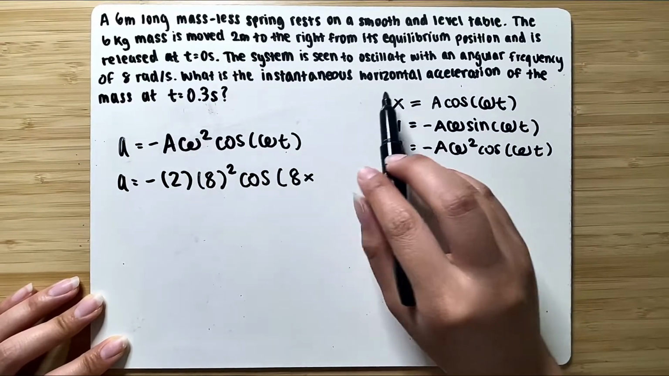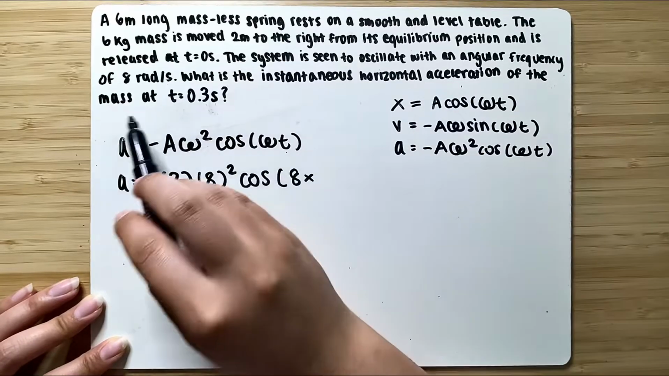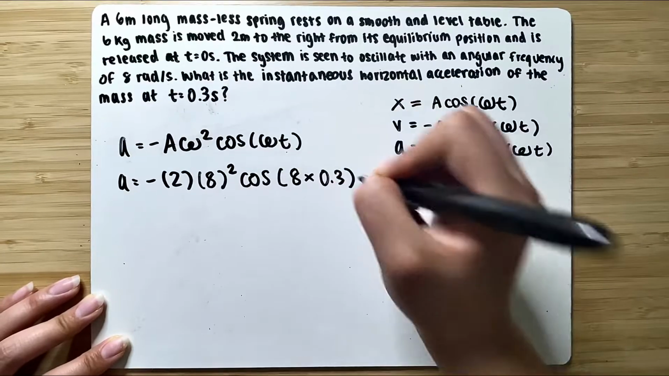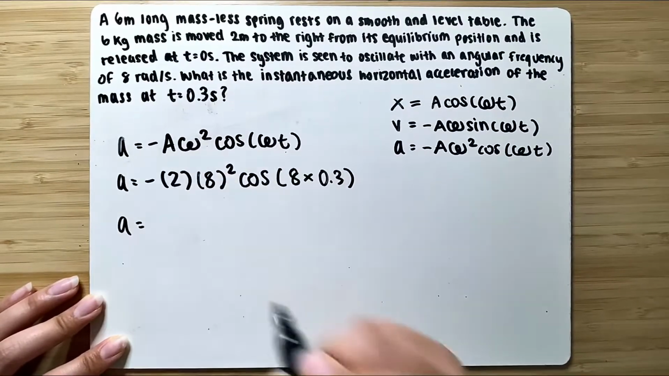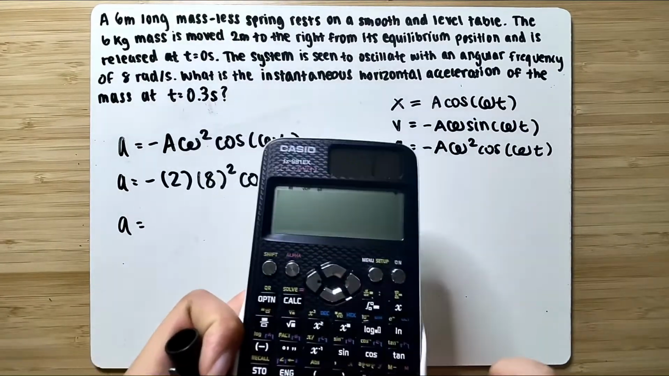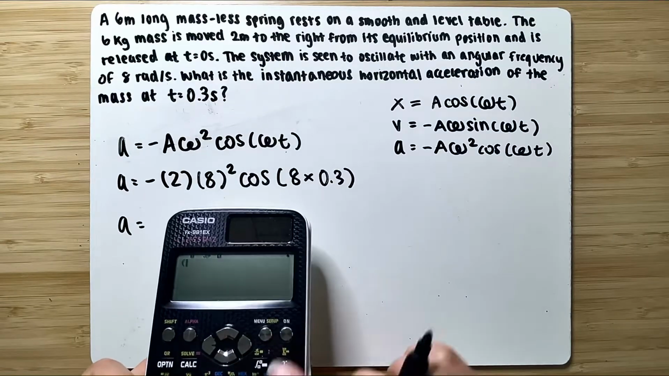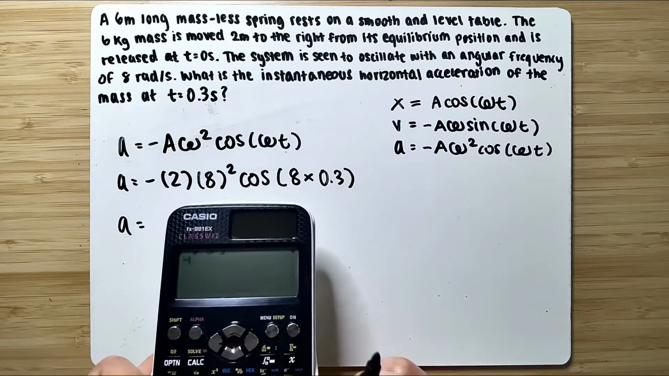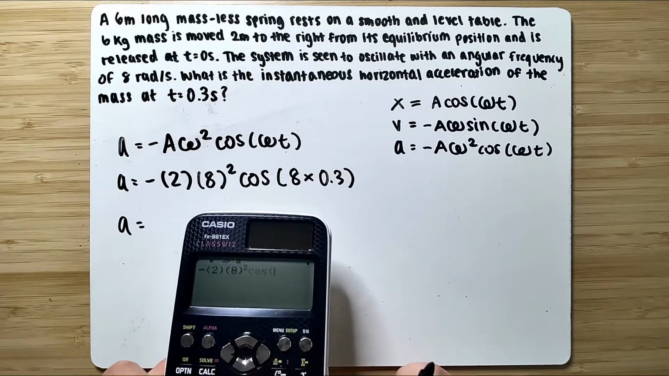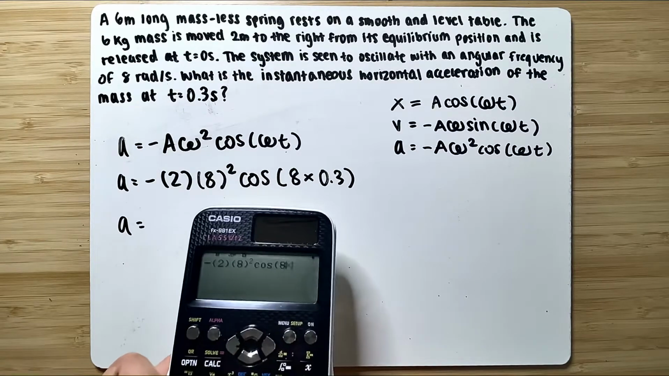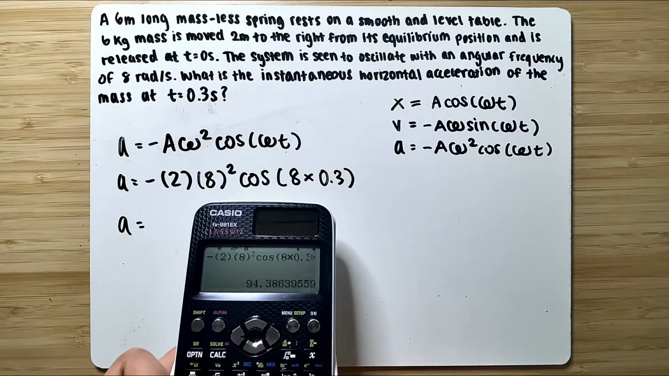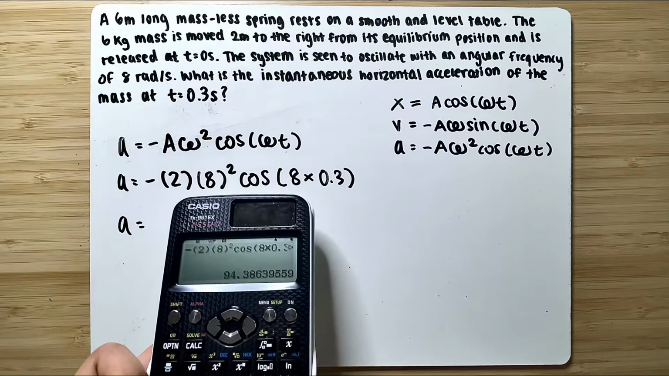So it's asking what is the instantaneous horizontal acceleration of the mass at t = 0.3. So 0.3 is the time, and now you want to solve for acceleration. So you can use a calculator. Let me plug in the values. You have negative 2, 8 squared, cosine of 8 times 0.3. You get a positive 94.38.